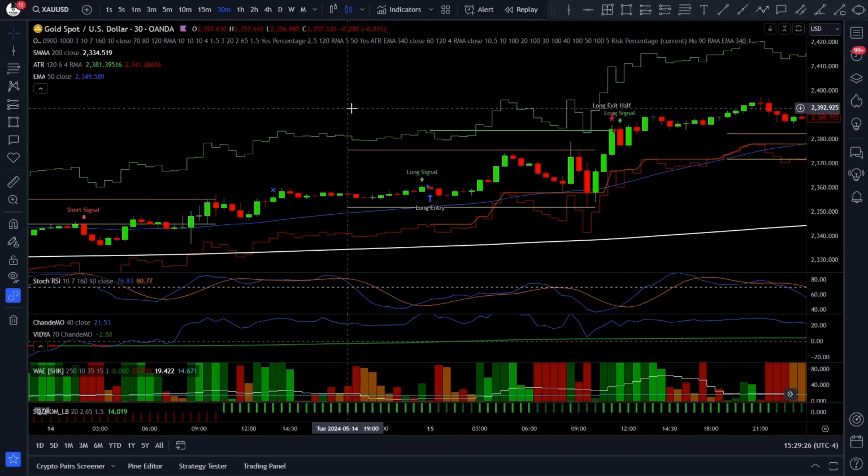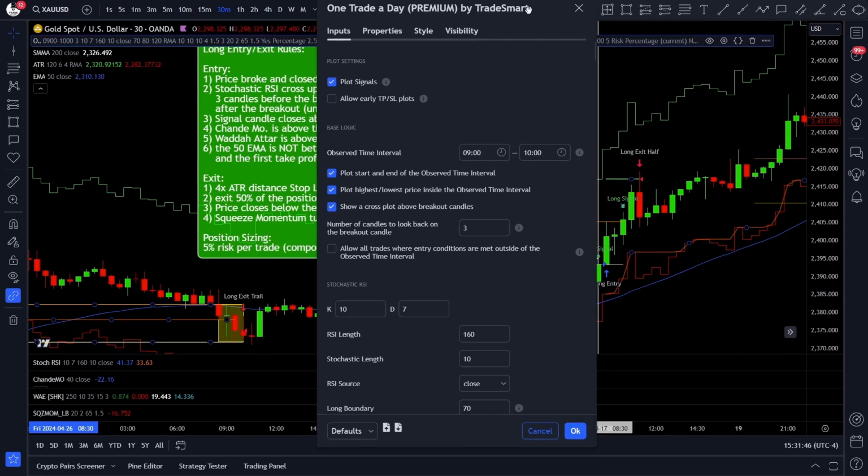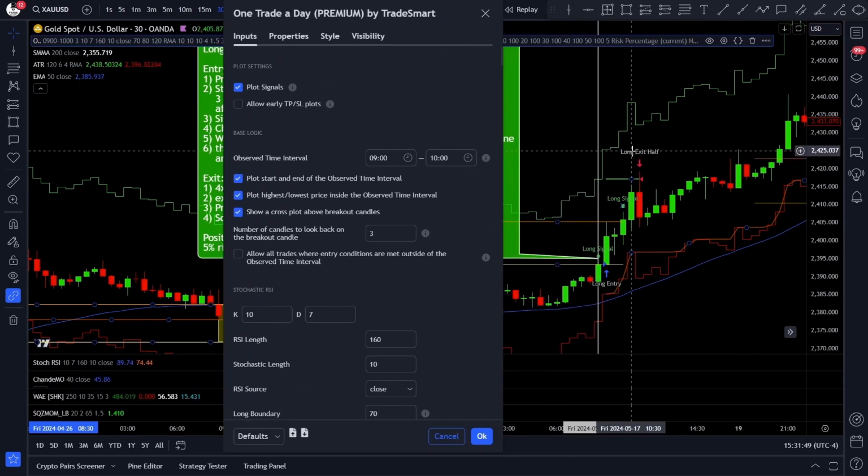And now, let's see the rules of the strategy. As I said, to create this strategy, I used one of our premium scripts, which is the 1 trade a day script, and I will leave it on the chart so you will see long entry and long exit signals, but don't worry about them.